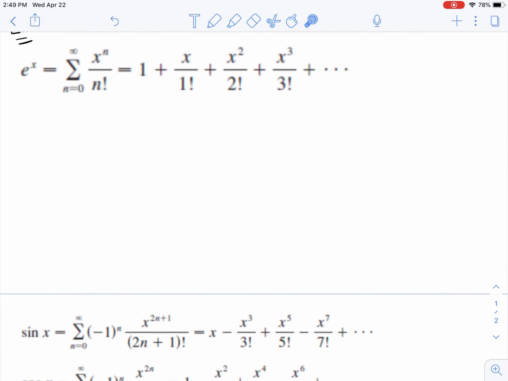Let's look at this series for e to the x. Now, one thing we know about e to the x is if you take its derivative, you just get back e to the x. And if you take its integral, you just get back e to the x. Let's do one of those on this series and show that what we get is the original series. So if we take this, and let's take its derivative.